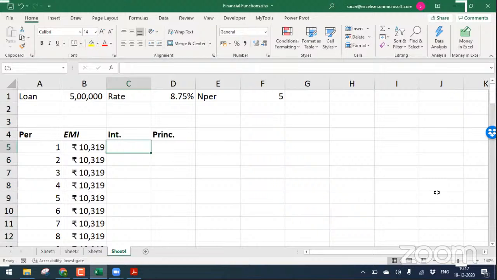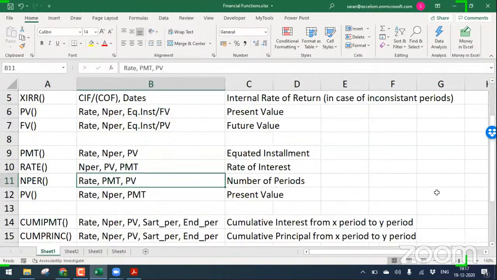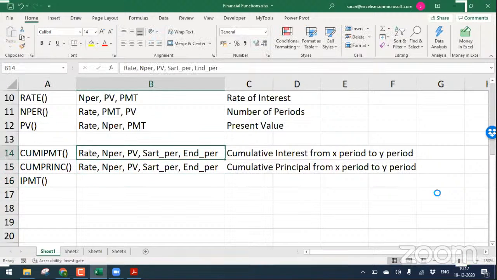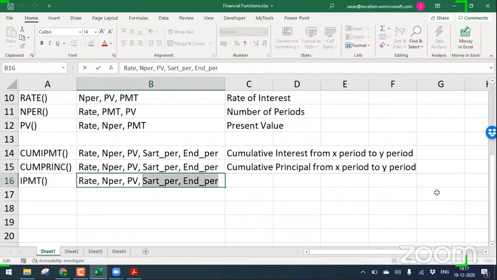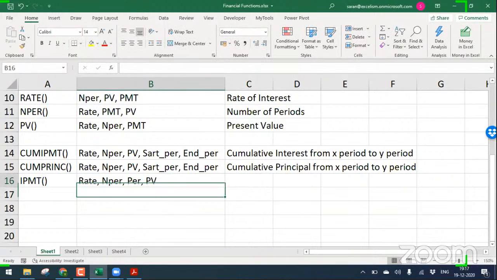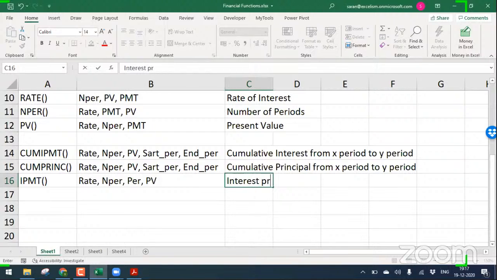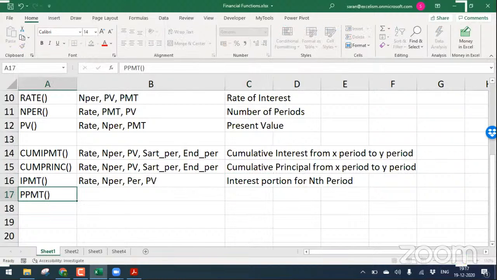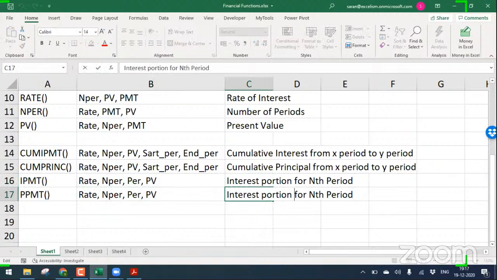There is a function called IPMT. Earlier one is cumulative interest payment, right? This is IPMT. The only difference is you will have which period you want to calculate the interest. Obviously, I want to know for a specific period, IPMT is the function. So it's going to be the interest portion for nth period. There's one more function called PPMT. Exactly the same, principal portion for nth period.